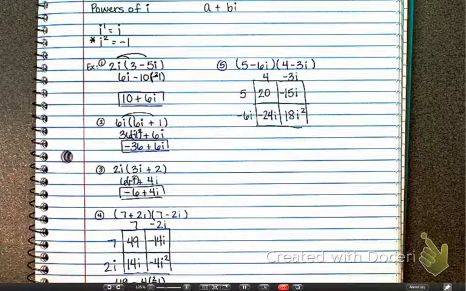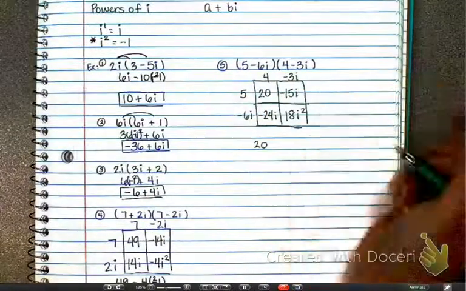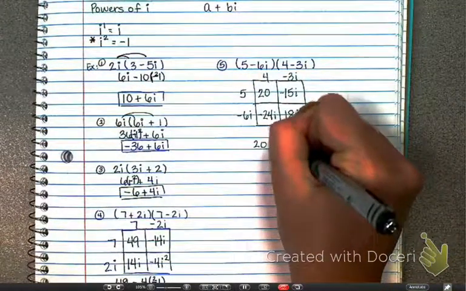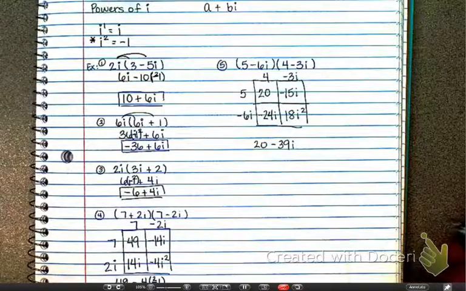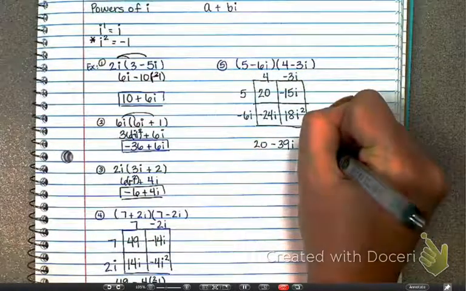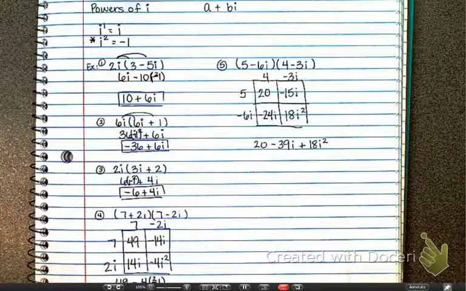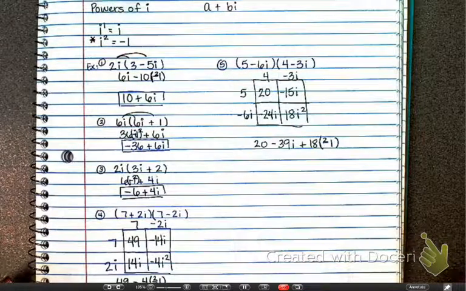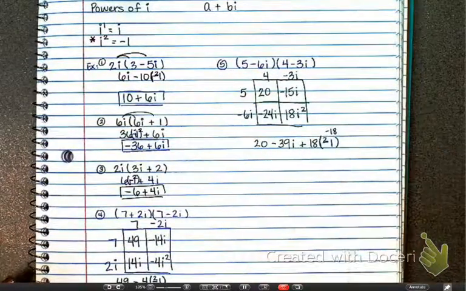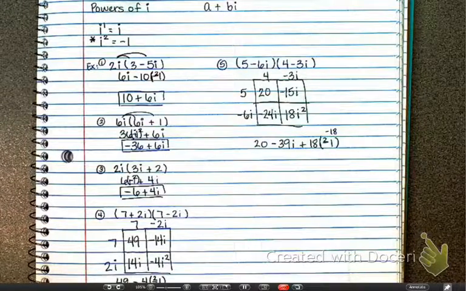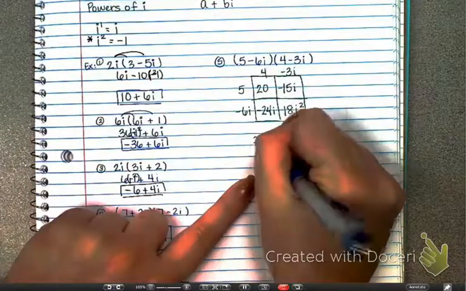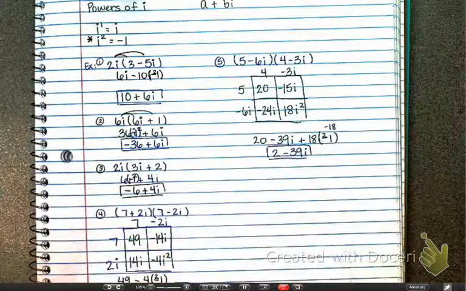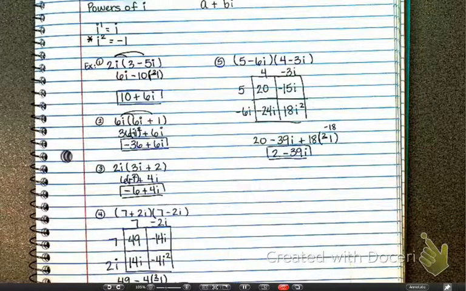Did you get that in your box? Okay. So you should have 20, negative 15 and negative 24 is a negative 39i, plus my 18i squared. Everyone still okay with that? Okay. I'm going to replace i squared with negative 1. So that's really a negative 18. So what can I combine at this point? 20 and negative 18 is 2 - 39i. Did we get that? Most of us did, hopefully.